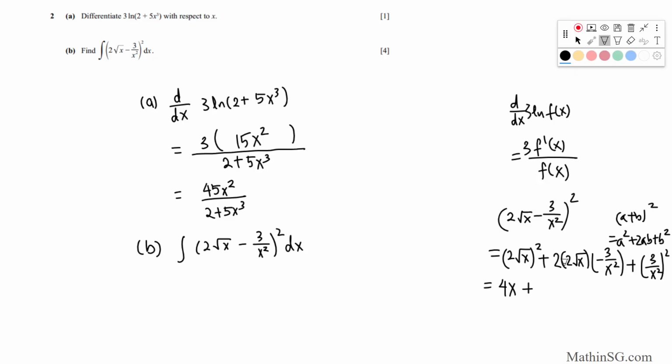Next, let's do this. So what I'll do first, I'll multiply all the numbers together. 2 times 2 times minus 3 will give me minus 12. Okay, so let me erase this. I'll change it to minus 12. Then I have square root x over x squared. So square root x is the same as x to the power of half, right? So here, using your indices rule, it is minus when you do a division. So it's x to the power of half minus 2. So it's x to the power of negative 3 over 2.